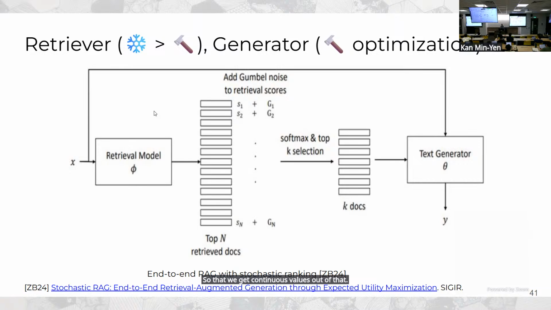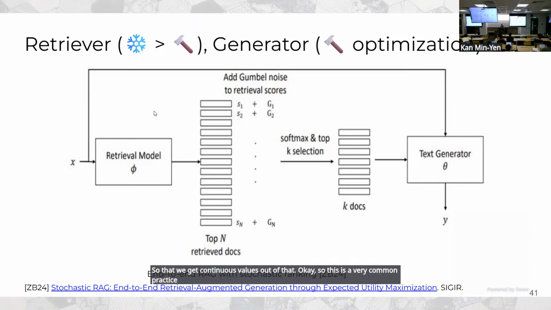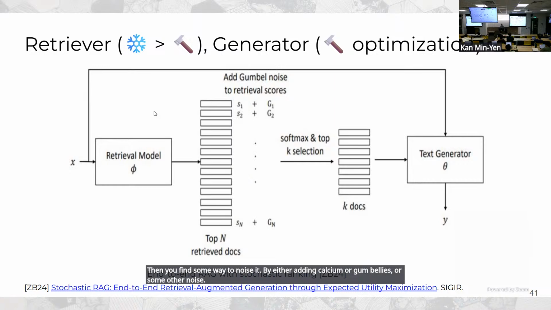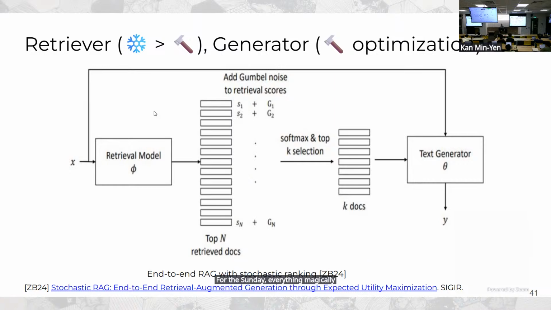Okay, so this is a very common practice when you have discrete values, like ones and zeros. Then you find some way to noise it by either adding Gaussian or Gumbel noise or some other noise, so that suddenly everything magically is continuous, even though it's noisy. Now suddenly we can do optimization. Okay, so very nice trick.